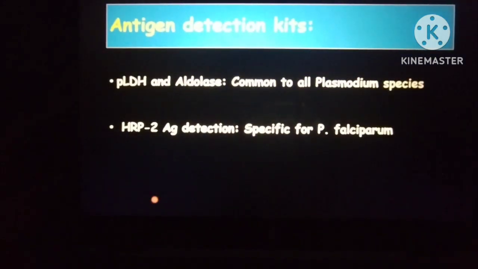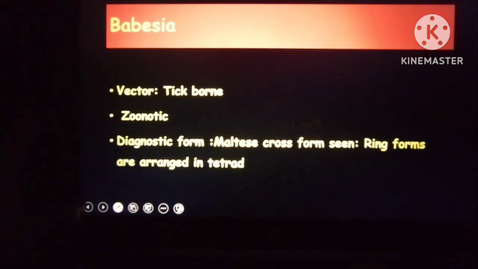These are the antigen detection kits. One is the pLDH, plasmodium lactate dehydrogenase, and aldolase. These are for all the Plasmodium species, but HRP, that is histidine rich protein 2, is specific for falciparum.